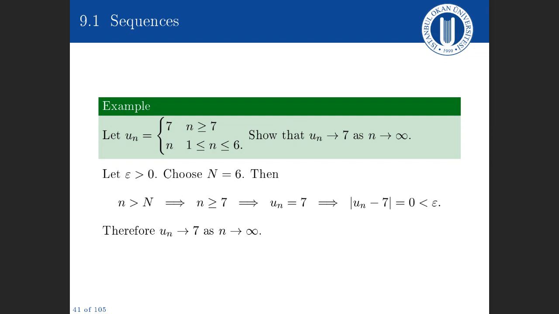Then if small n is bigger than capital N, this implies n is bigger than 7, which implies un is equal to 7, which implies the absolute value of un minus 7 is equal to 0. And 0 is smaller than epsilon. That proves that un tends to 7 as n tends to infinity.